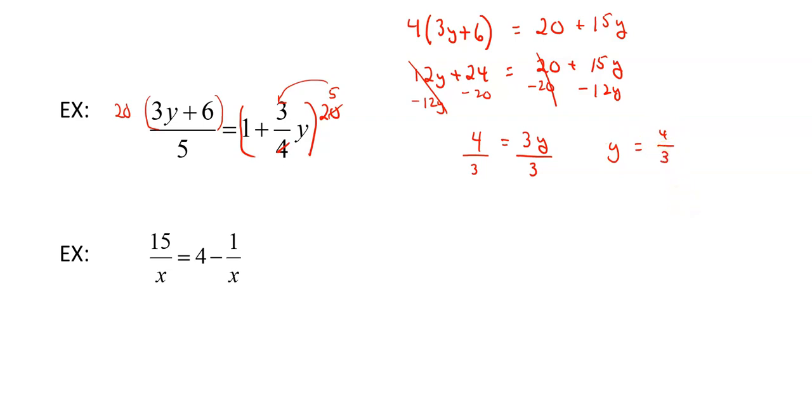All right, this one's relatively easy to substitute back into my original equation to see if it's correct. Because over here, 3 times 4/3 is just 4. So I get 4 plus 6, which is 10. 10 divided by 5 is 2. On the other side, 3/4 times 4/3 is just 1. 1 plus 1 is 2. So it works.